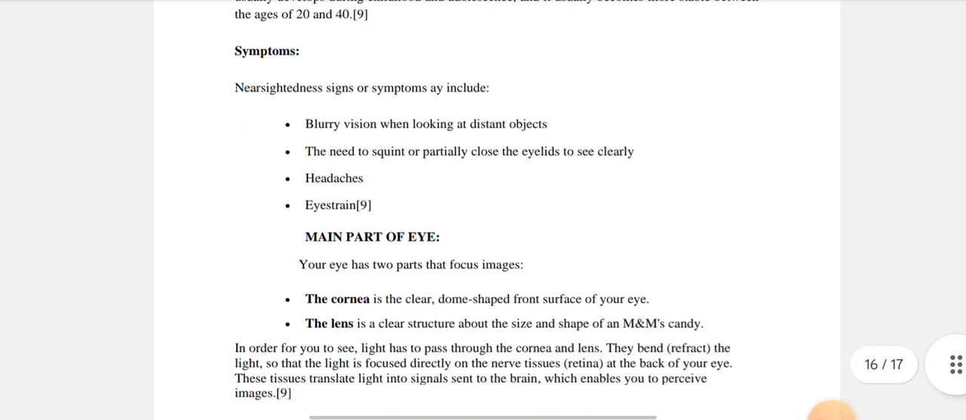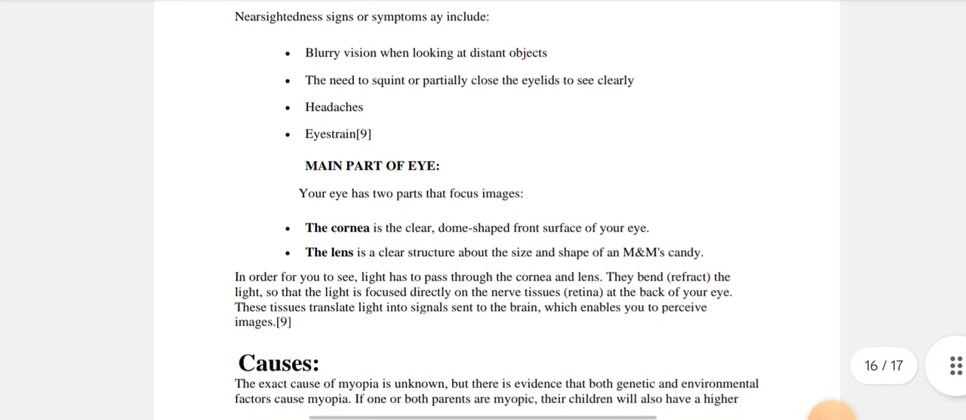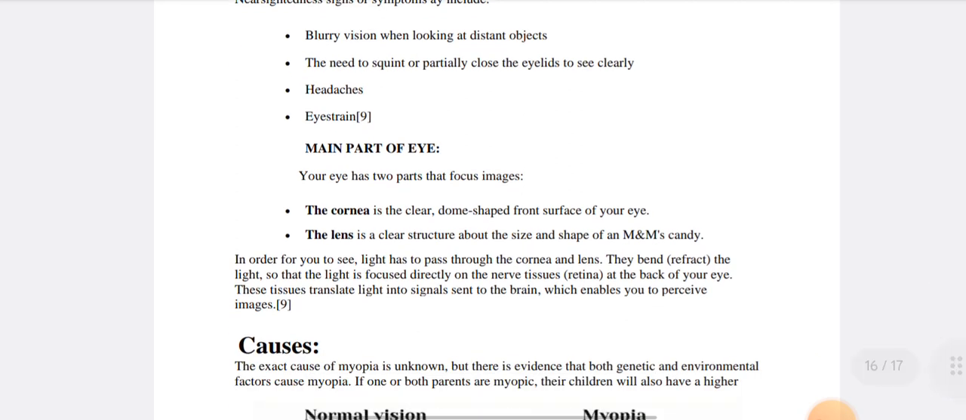Main parts of the eye. Your eye has two parts that focus images. The cornea is the clear dome-shaped front surface of your eye. The lens is a clear structure about the size and shape of an M&M's candy. In order for you to see, light has to pass through the cornea and lens. They bend the light so that the light is focused directly on the nerve tissues at the back of your eye. These tissues translate light into signals sent to the brain, which enables you to perceive images.